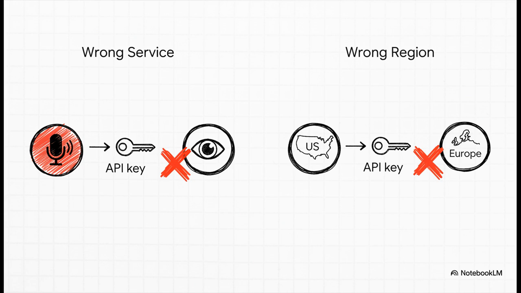9 times out of 10, it's a simple configuration mistake. The mismatch error specifically means you're using an API key that just doesn't match the service endpoint. You might be using a key for the speech service to call the vision service, or a key from the East US region to call a resource in West Europe. Pro tip, always check your keys and your endpoints first.